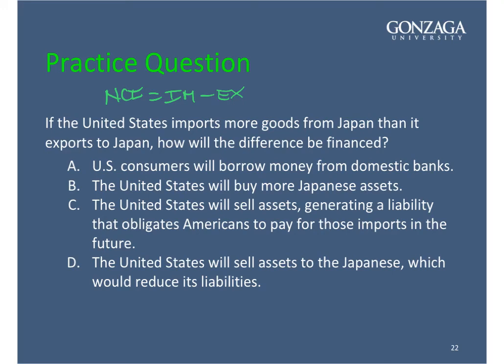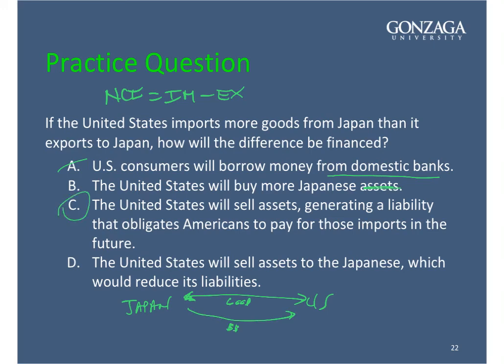U.S. consumers will borrow money from domestic banks. Not the case, right? We are really borrowing money from Japan. The U.S. will buy more Japanese assets. We're not buying Japanese assets, we're buying goods. The U.S. will sell assets. And this is that channel, right? When we look at Japan and the U.S., the U.S. gets goods from Japan. Meanwhile, Japan sends us money. They buy our assets. So that one sounds really good.